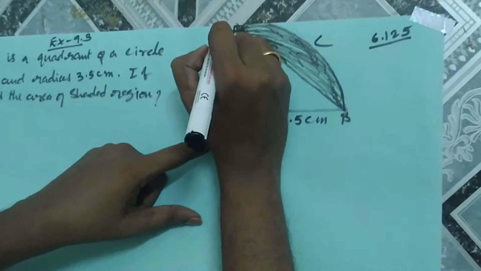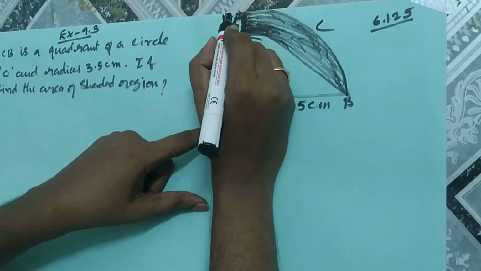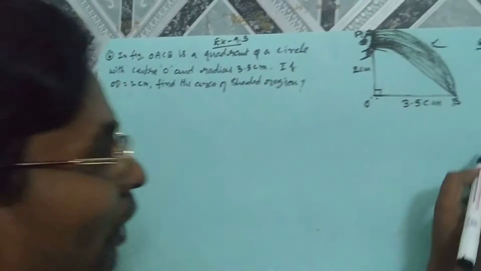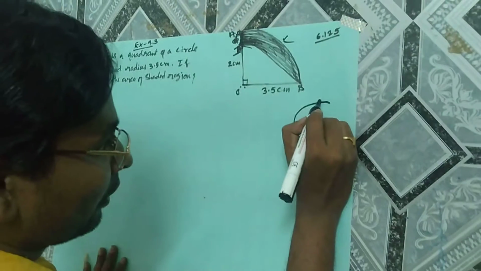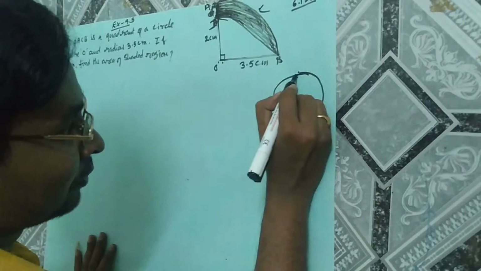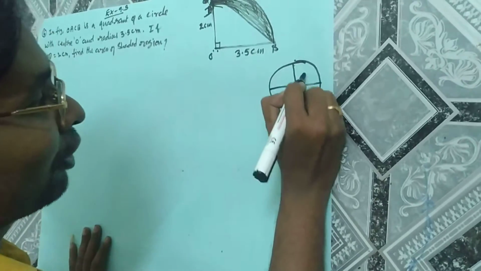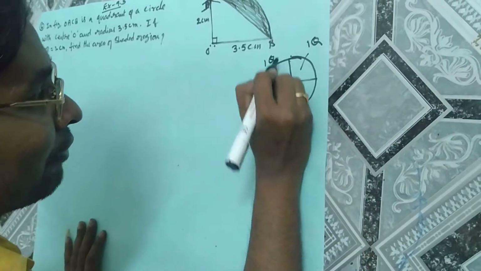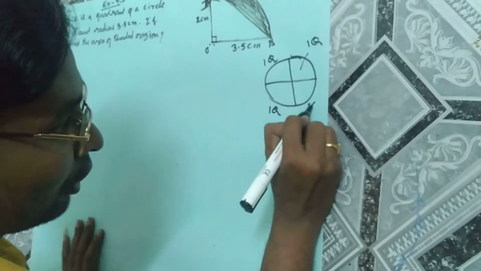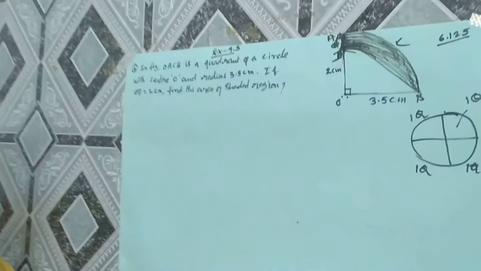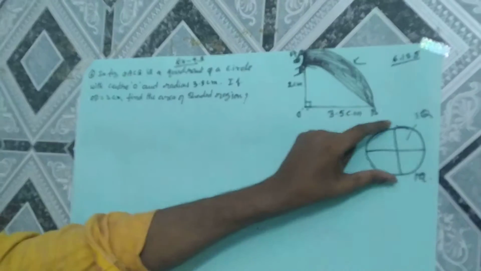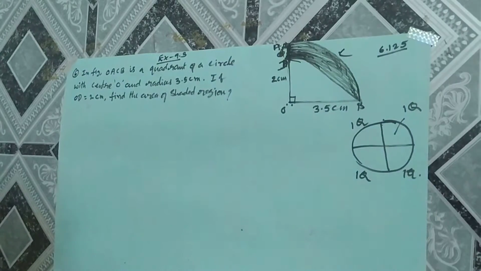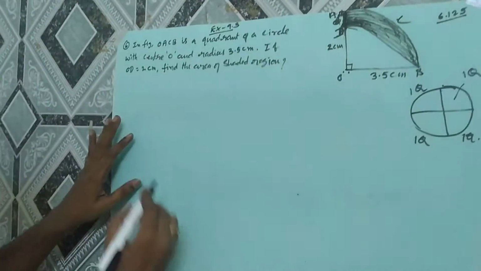So we can clearly imagine that OACB is a quadrant of a circle. A quadrant of a circle is nothing but when we draw a circle and divide it into 4 equal parts, this is one quadrant, another quadrant, one more, and one more. Totally 4 quadrants of a circle are formed. Among them, only one quadrant is given in the question.